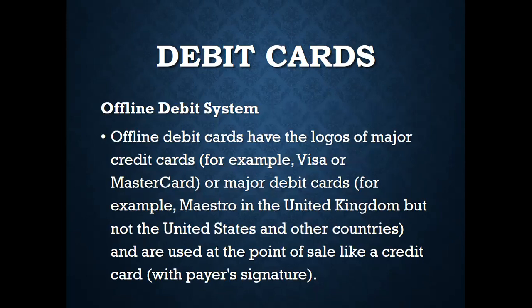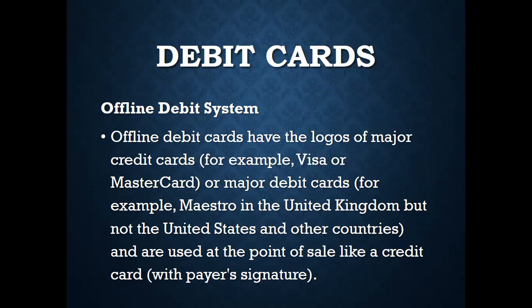Then we have the offline. For the offline, what happens is that when you use the card to make payments, there is not an immediate reflection of the payments on your account. Normally, it can take 2 to 3 days before there will be a reflection of the payment you made on your account. So for an offline debit card system, when payments are made by the holders, it takes 2 to 3 days for a reflection of the payment to be on their account. That is offline. It is not an immediate reflection. It takes 2 to 3 days. But online, there is an immediate reflection on the accounts of the holder.